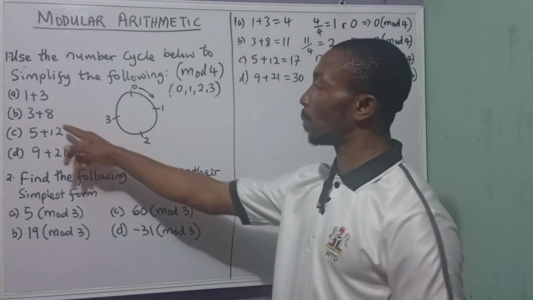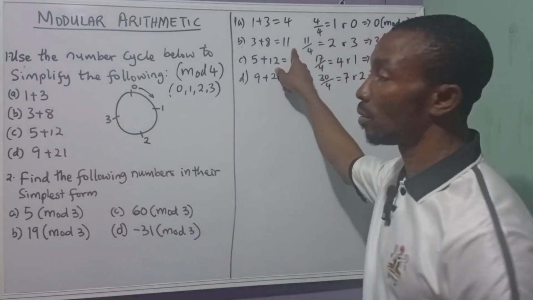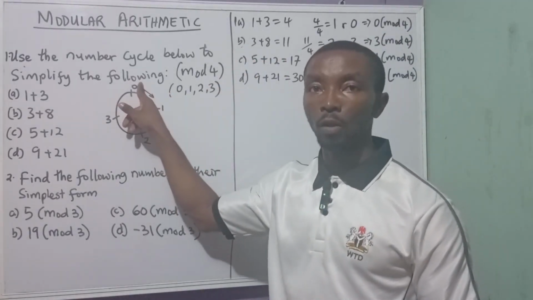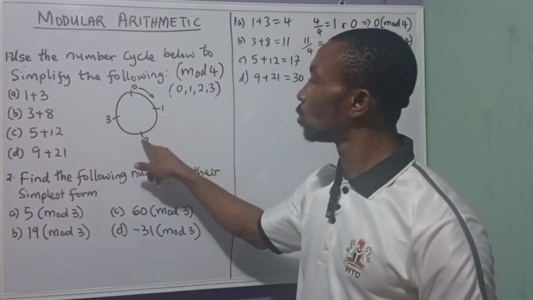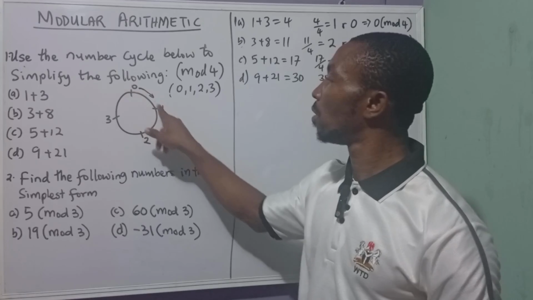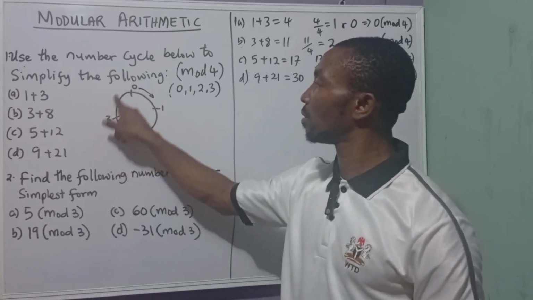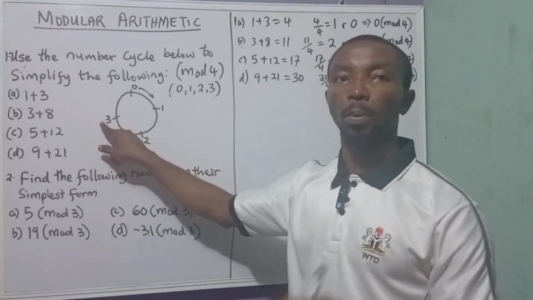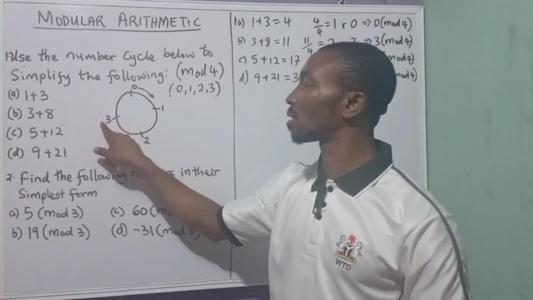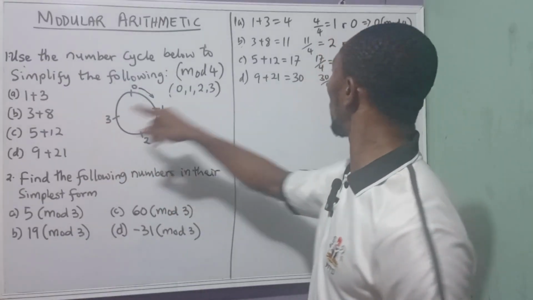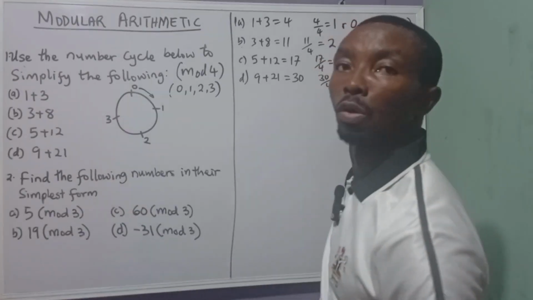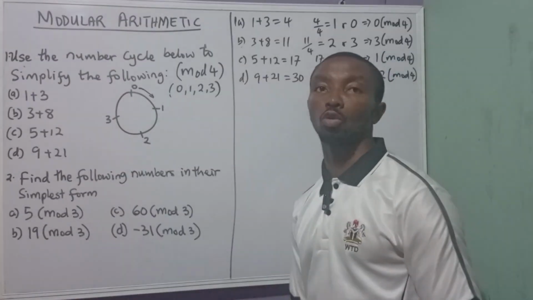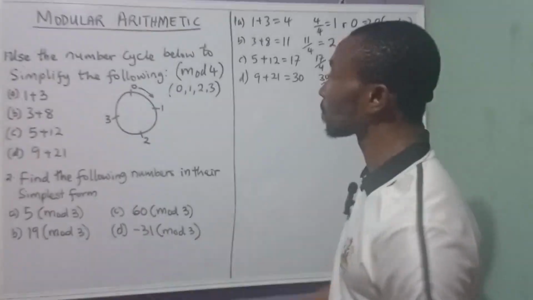Now looking at 3 plus 8, which is 11, still starting from 0, we count 11: 1, 2, 3, 4, 5, 6, 7, 8, 9, 10, 11. So position 11 stops at number 3. That's why we have it as 3 mod 4. Now looking at 5 plus 12, which gives us 17.